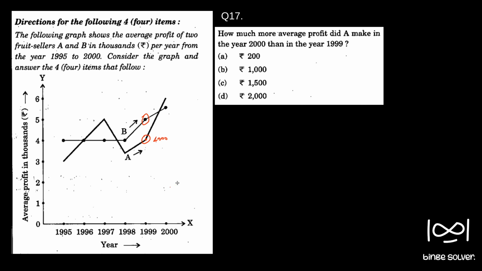Sorry, they are asking both the figures of A only, so this is not needed. For A, this is 4,000, and in the year 2000, this is 6,000 rupees. So the difference is 6,000 minus 4,000, which is 2,000 rupees. The solution is D.